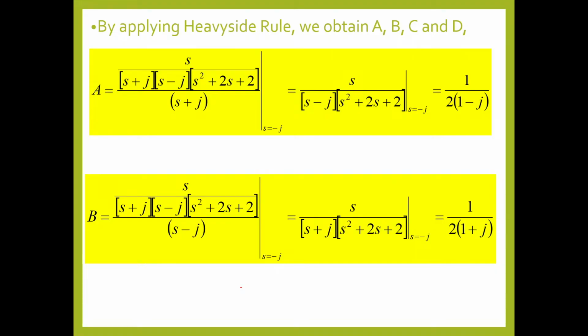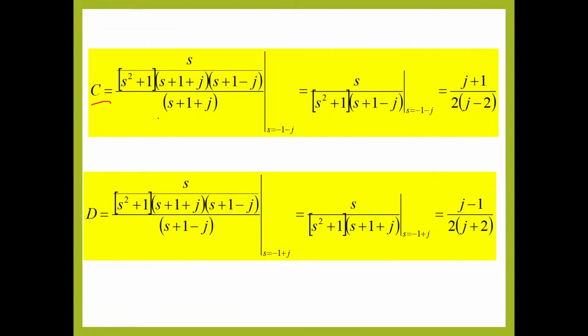And if you want to determine the C value, these terms will be cancelled and equate the denominator to 0. You will get s equal to minus 1 minus j, and simplify, you will get j plus 1 by 2j minus 2. Similarly for D, you can cancel this denominator and this term, substitute s, equate the denominator to 0. You will get s equal to minus 1 plus j, and simplify, you will get j minus 1 by 2 into j plus 2.